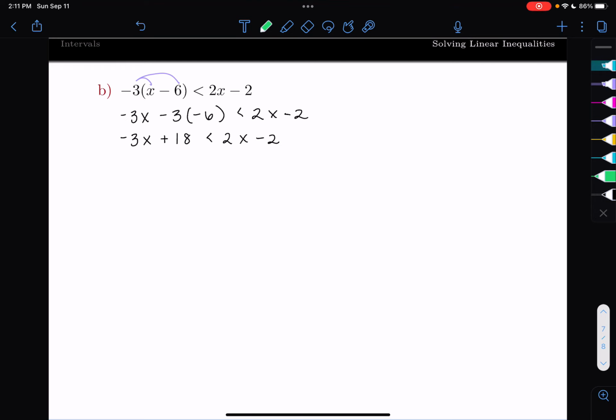And my instinct tells me I've got that negative 3x. Let's go ahead and make it positive by adding it to the other side. So that will cancel over here. That leaves us with 18 is less than 5x minus 2. Still got to isolate this value of x. So we'll go ahead and add 2 to both sides.